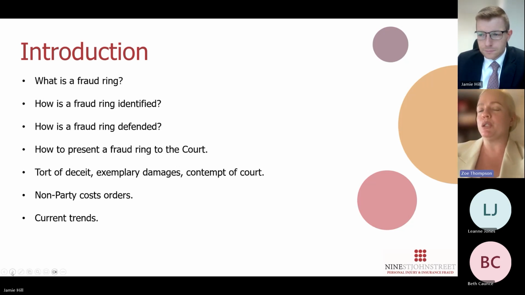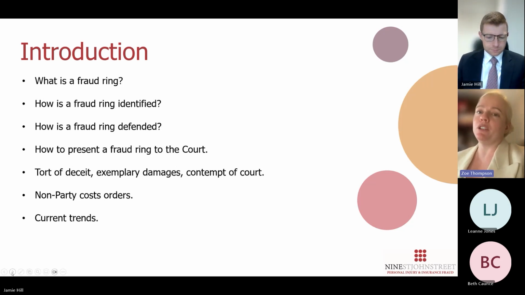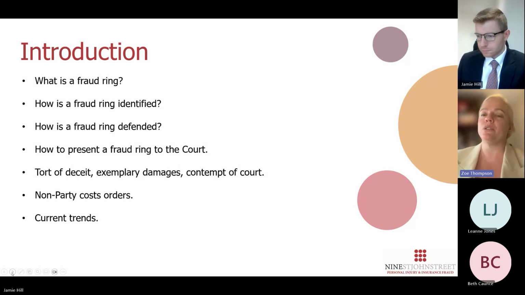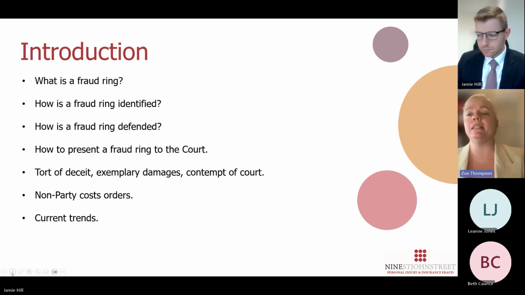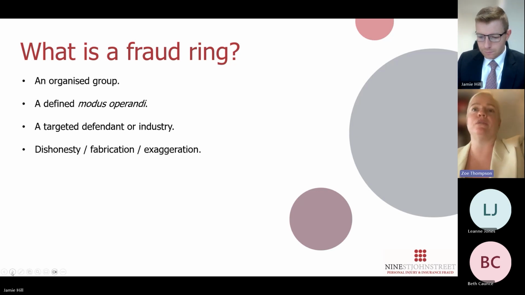Then we're going to move on to some of the hotter topics, so tort of deceit, exemplary damages, contempt of court. We're looking at them in the context of fraud rings, but those will be areas that are familiar to you throughout fraud litigation. Then we're going to be looking at non-party cost orders and some of the big cases that have been decided this year in relation to that in respect of credit hire companies, and then moving on to current trends. So what is a fraud ring?